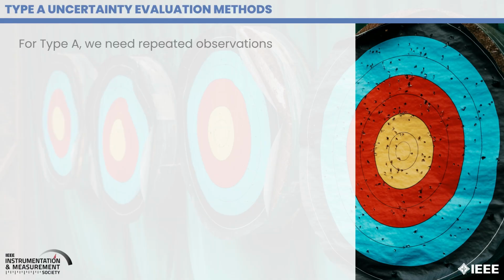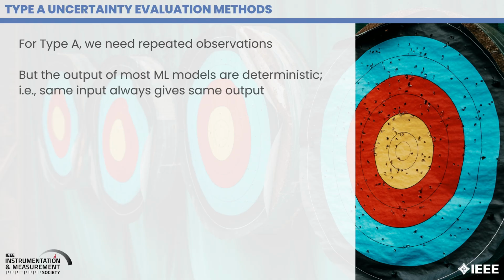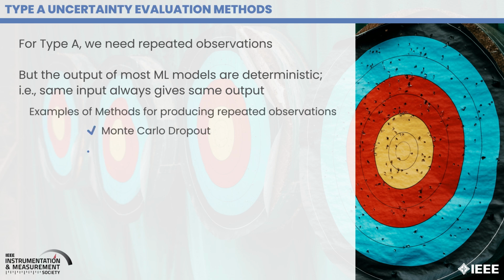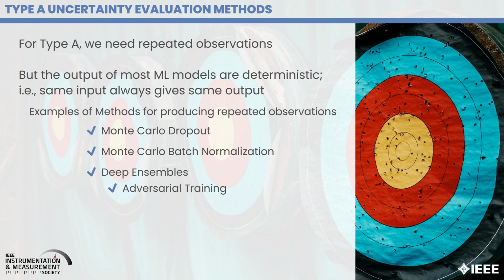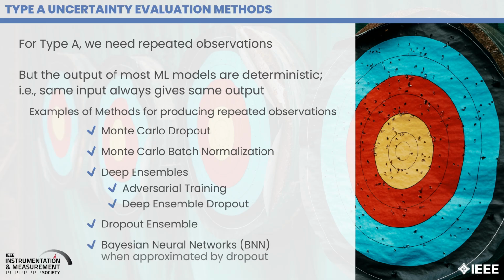So let's say we want to do type A uncertainty evaluation for a machine learning regression system. What we need are multiple observations, but of course the machine learning function f hat is deterministic, so whatever input you put into it, it always gives you the same output for that same input. It doesn't change. How can we get around that if we want multiple observations? We can use methods such as Monte Carlo dropout, Monte Carlo batch normalization, deep ensembles, dropout ensembles, Bayesian neural networks when approximated by dropout, and some other methods.